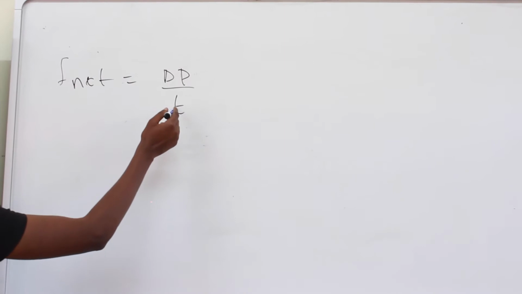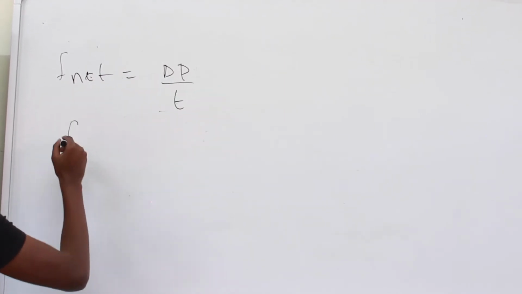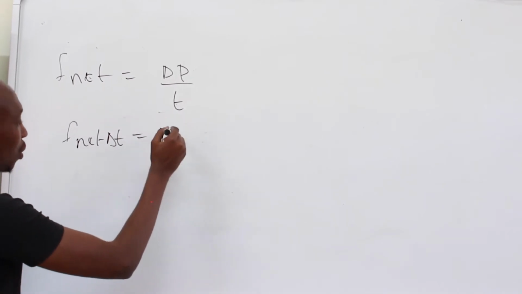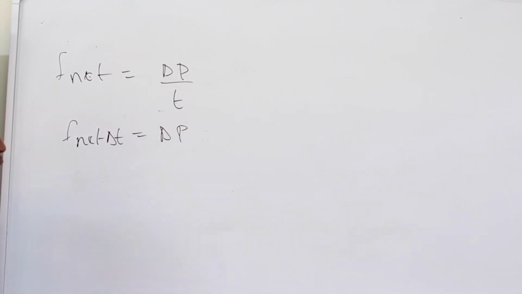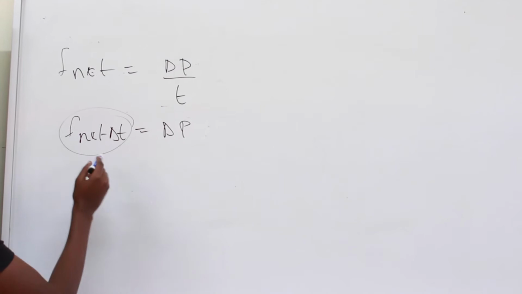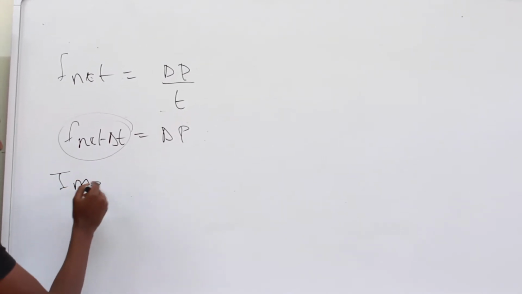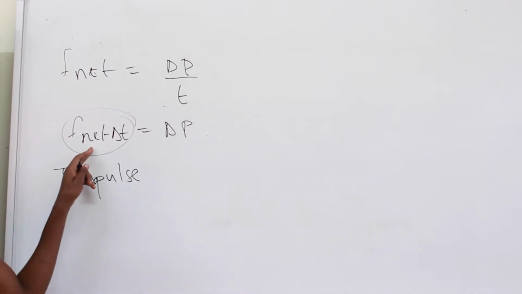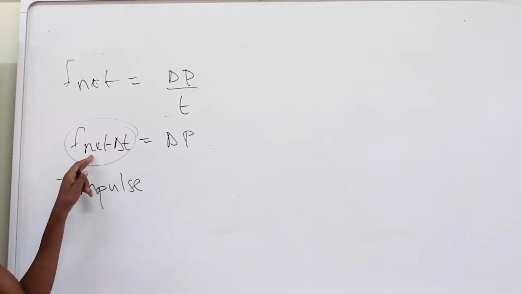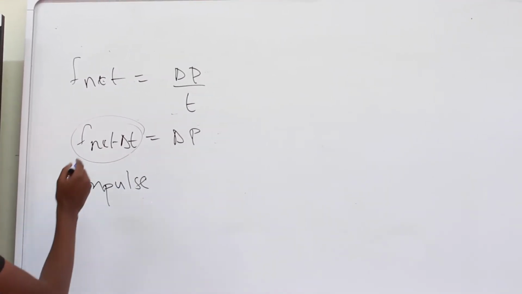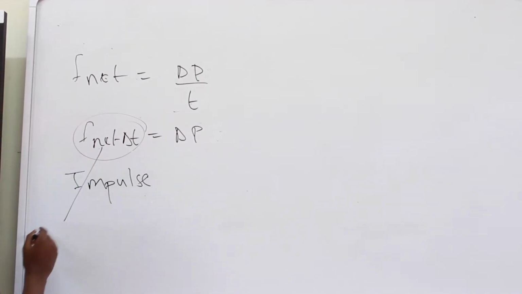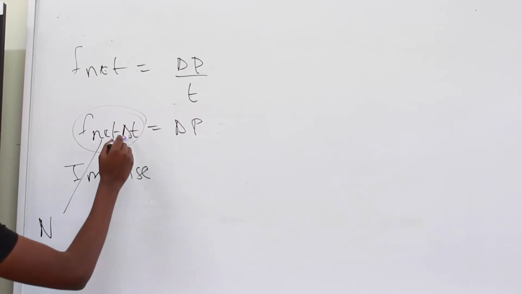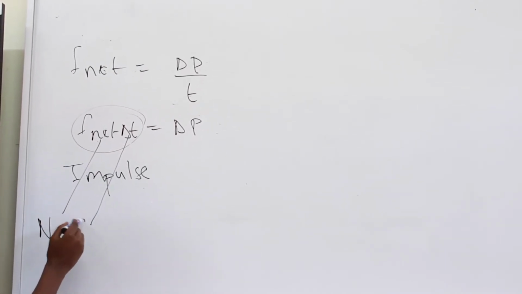So what if I decide to cross multiply? I have that F net times the change in time equals the change in momentum. So what is this? This is what we call impulse. Impulse is the product of the net force and the time it takes for this net force to act on the object. F net is always measured in newtons and the change in time is measured in seconds.